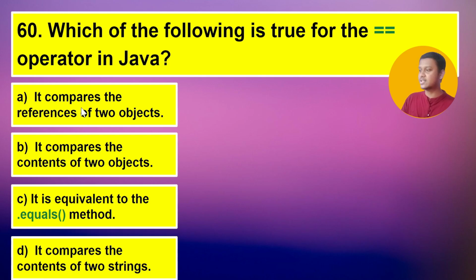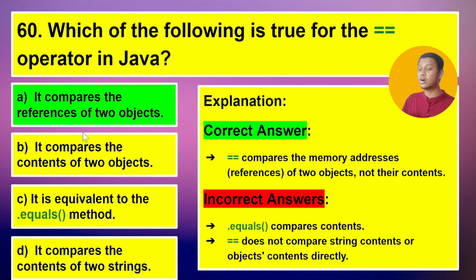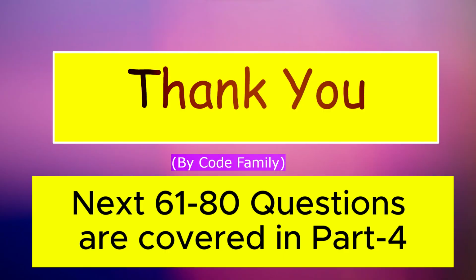So its correct answer is it compares the references of two objects. So in the explanation, you can see double equal to compares the memory addresses or references of two objects, not their contents. Dot equals compares contents, and double equal to does not compare string contents or objects contents directly. So here the correct answer is it compares the reference of the two objects.